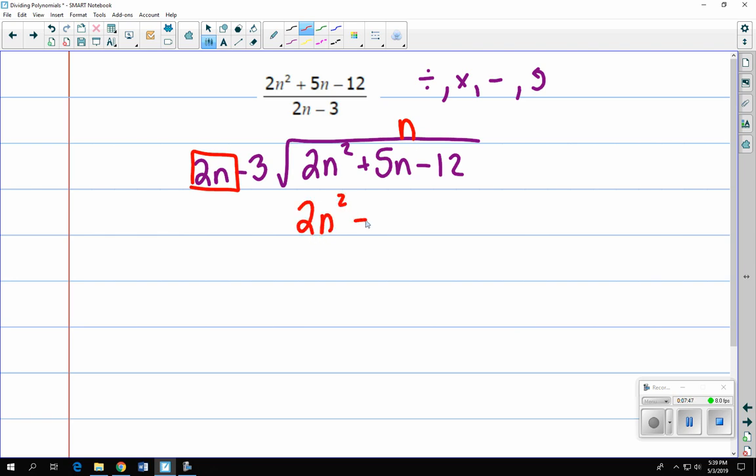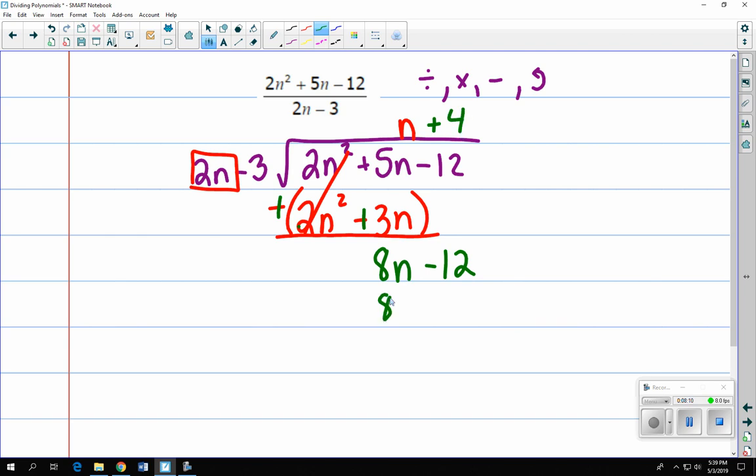N times negative 3 is a negative 3n. I'm going to put this in parentheses and subtract. 2n squared minus 2n squared cancels. And again, I have double negatives, so 5n plus a positive 3n gives me 8n minus 12. How many times can 2n go into 8n? A positive 4 times. 4 times 2n is 8n. And 4 times a negative 3 will give me negative 12. I'm going to subtract my 2 terms, and again, I get a remainder of 0. So my answer to this is n plus 4.